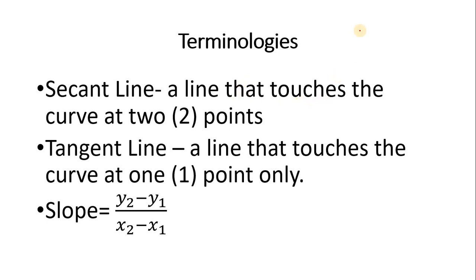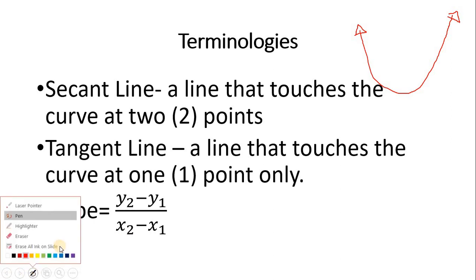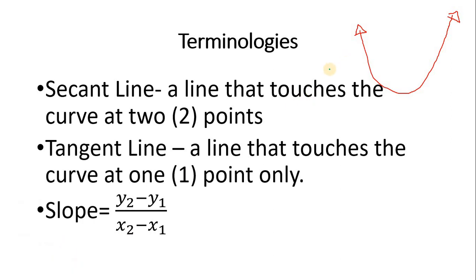What does it mean? I have here an illustration. Say for example, I have a curve, a parabola that opens upward. How does the secant line work? If I have a line that touches 2 points, this one and this one, and obviously my line touches 2 points, automatically that line is a secant line, or that green line is a secant line. That's how it works.